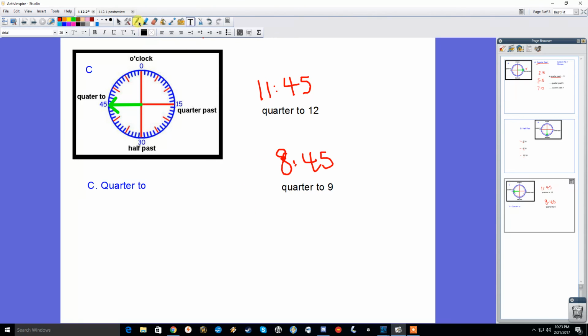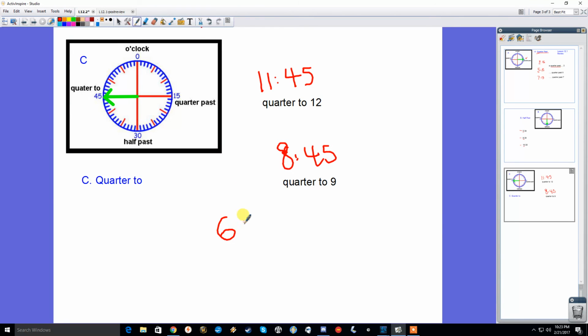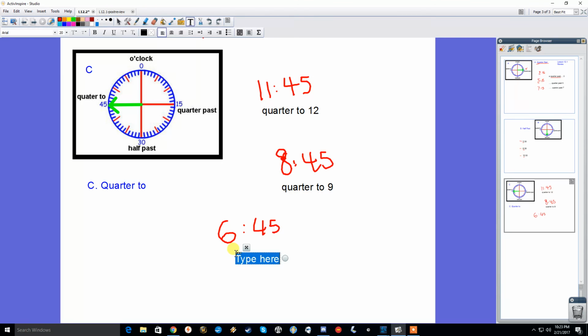And one more example: what if it were 6:45? How would you say this? You would say it is quarter to 7. There you go.